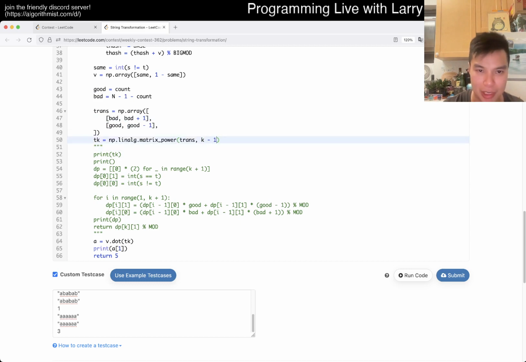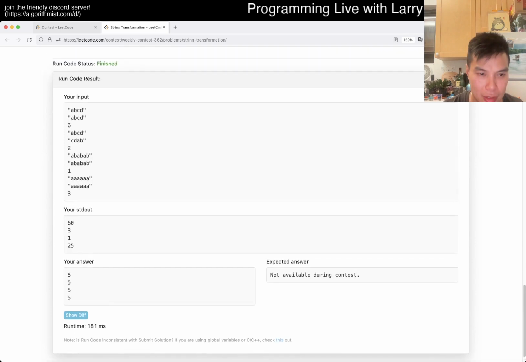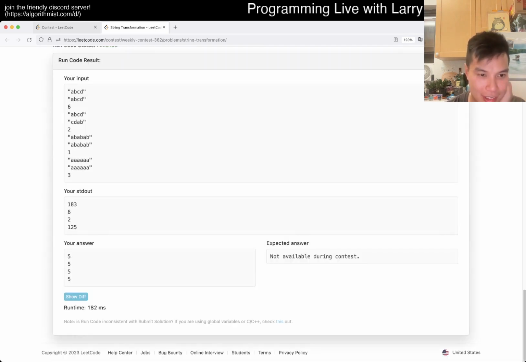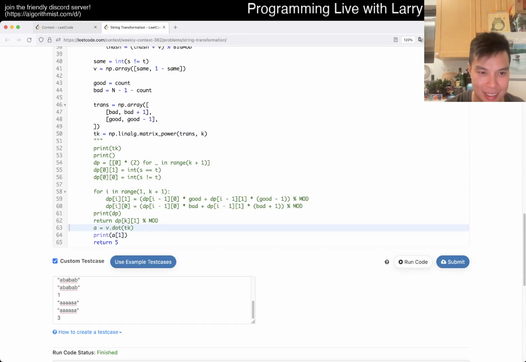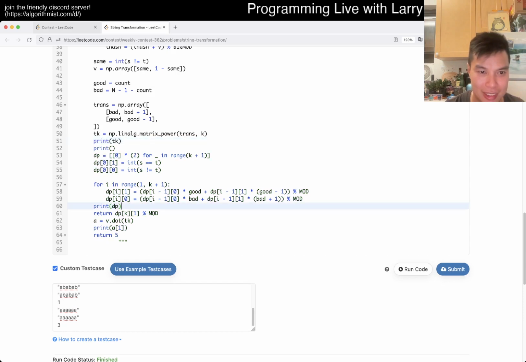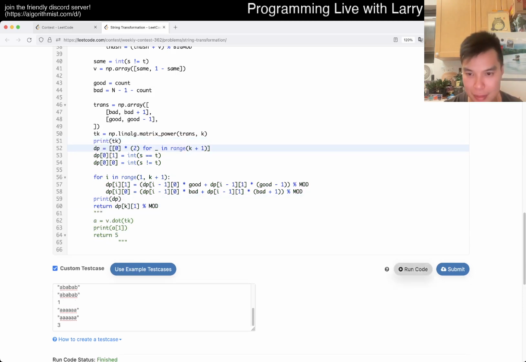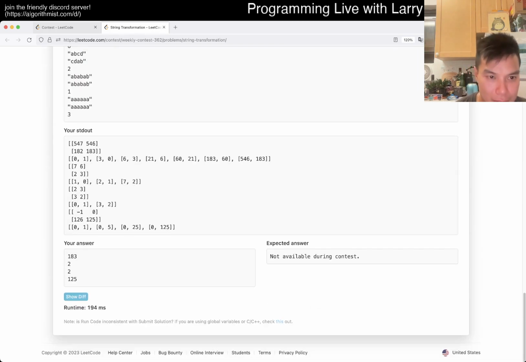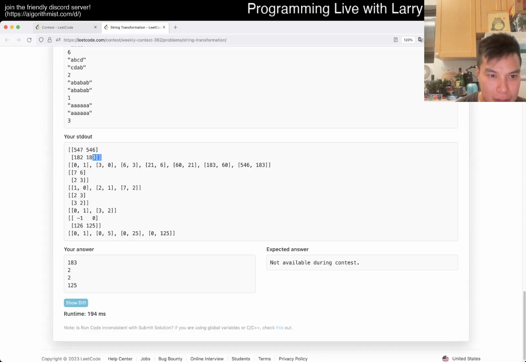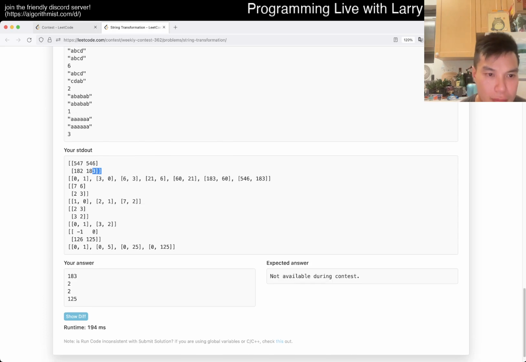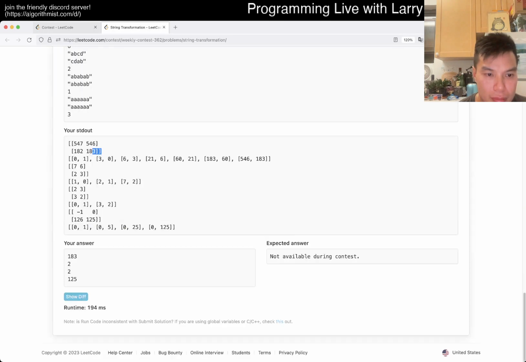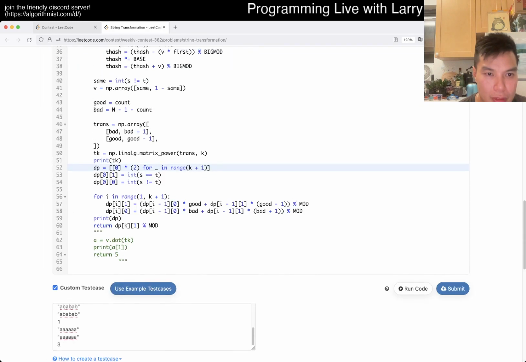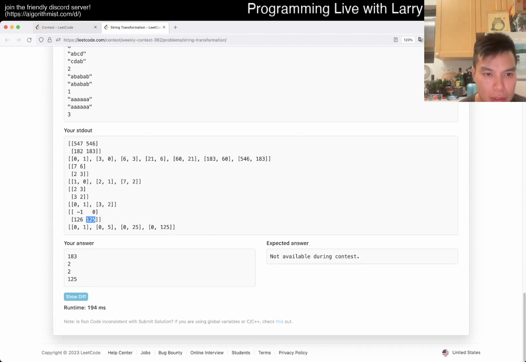What? Is it k minus 1? Did I just mess up? Why is that giving me 6? That's not good. This is not the time to be doing that. Is it right for the other ones? Oh my. I'm wasting too much time on this. It's the number of ones, right? So this is 2 is right, but this is 3 or 6, I guess actually.